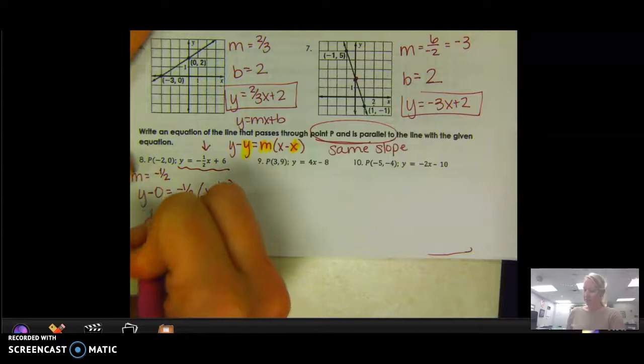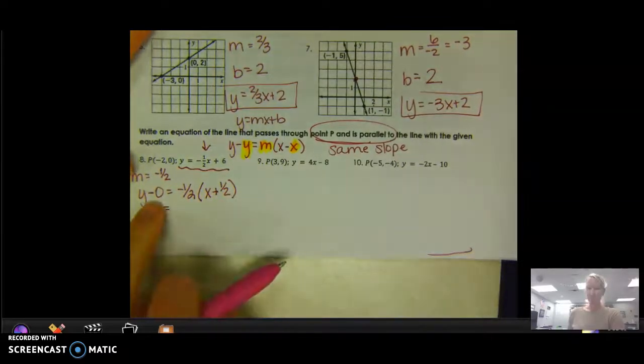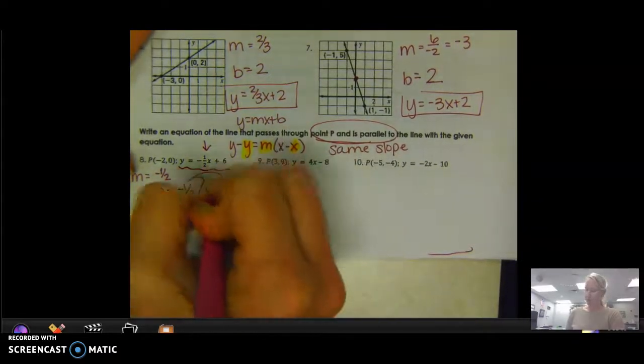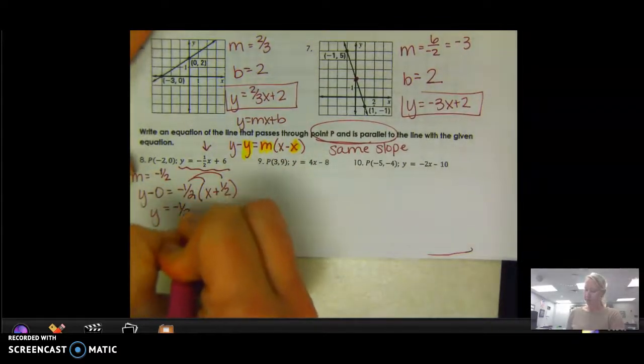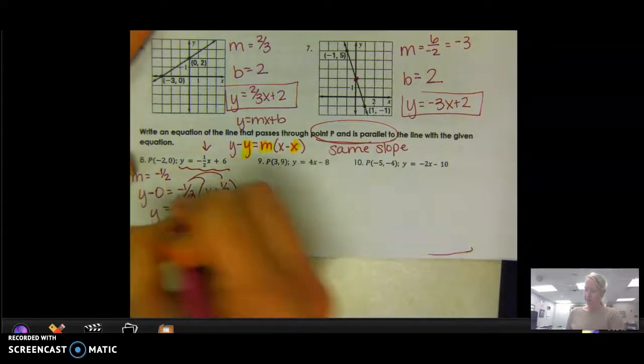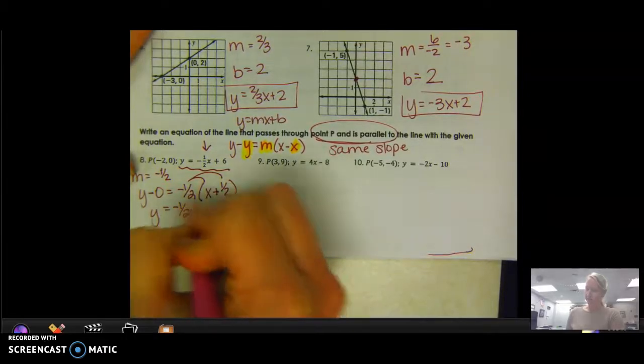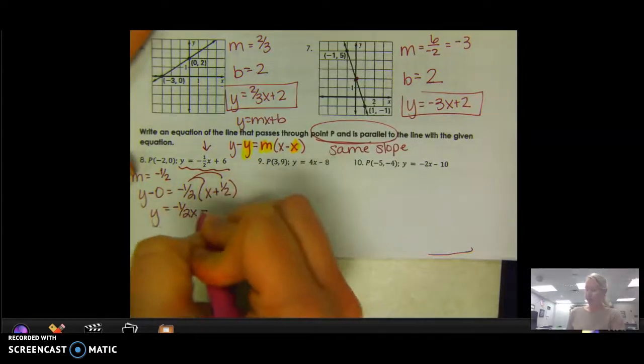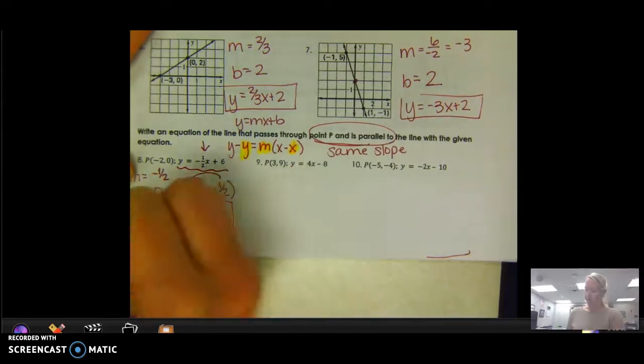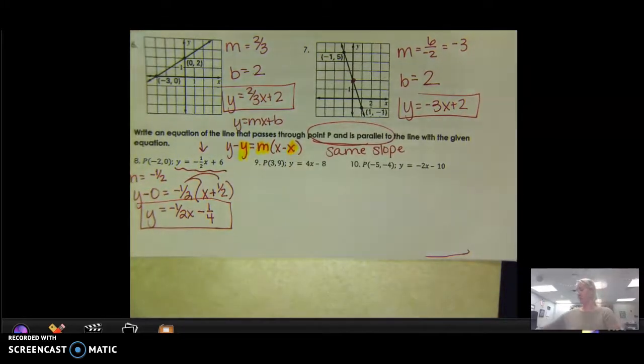Well, the y essentially is by itself on the left side because minus 0 we don't need. You're going to distribute, so you get negative 1/2 x minus negative 1/2 times negative 1/2, or times positive 1/2 is a negative. 1 times 1 is 1, 2 times 2 is 4. And there it is in the correct form.